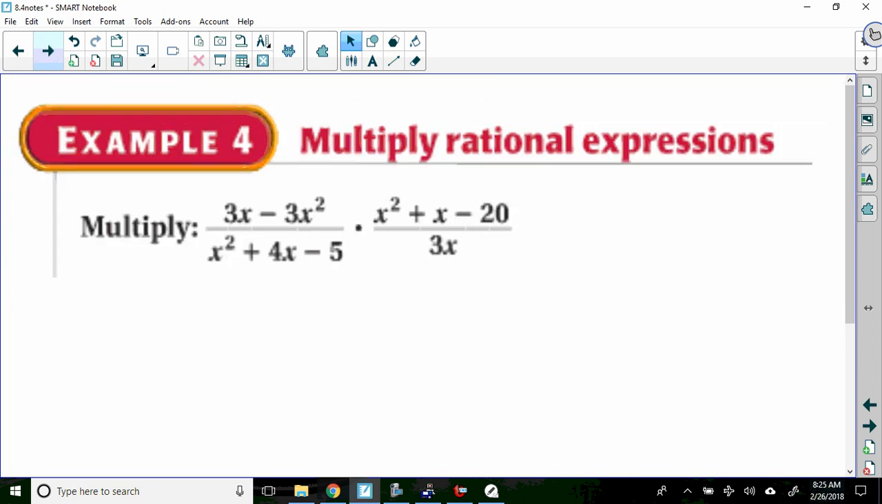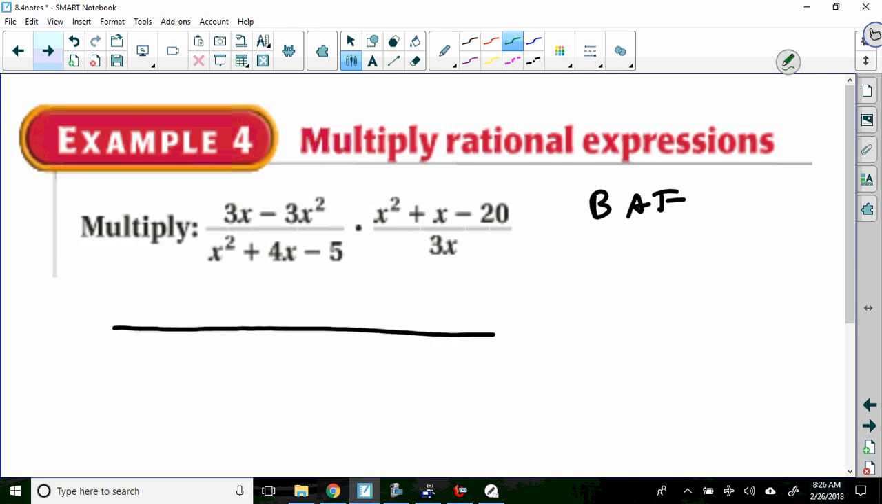All right, well, time for some big fractions. Remember, we're just going to make some big fractions. I want to look at this part here first. X squared plus x plus 20. Can we factor that? What's that going to factor into?